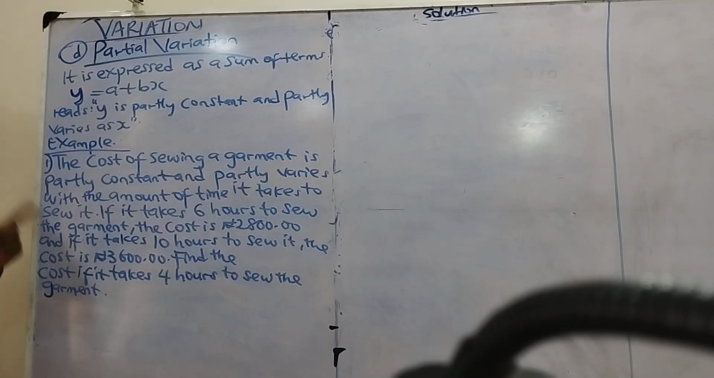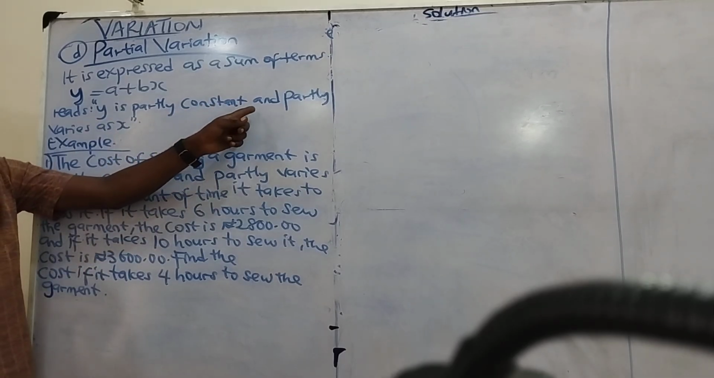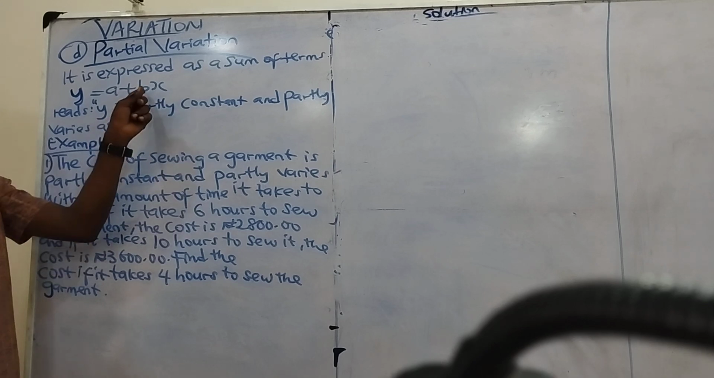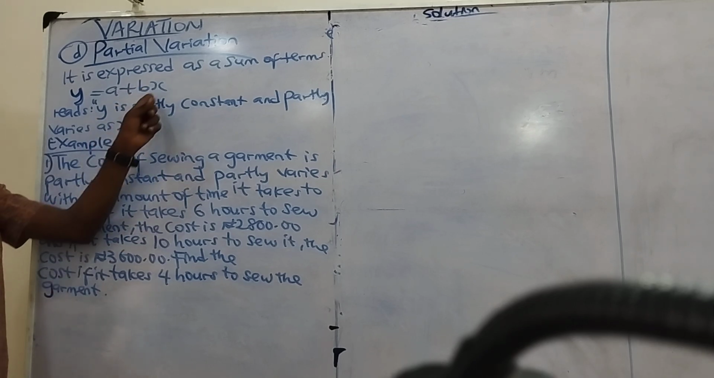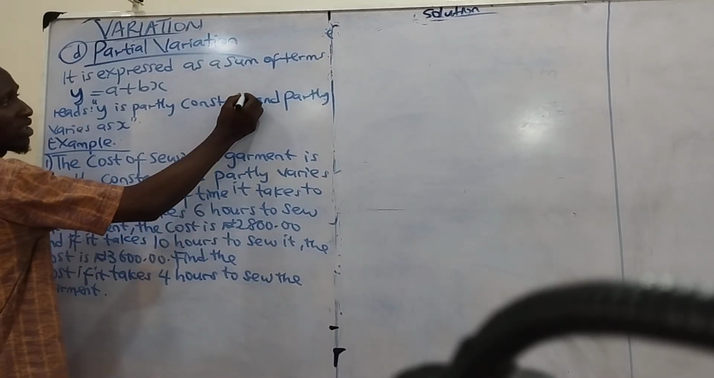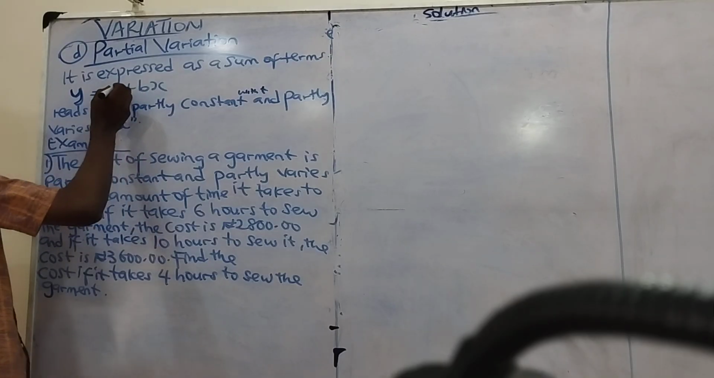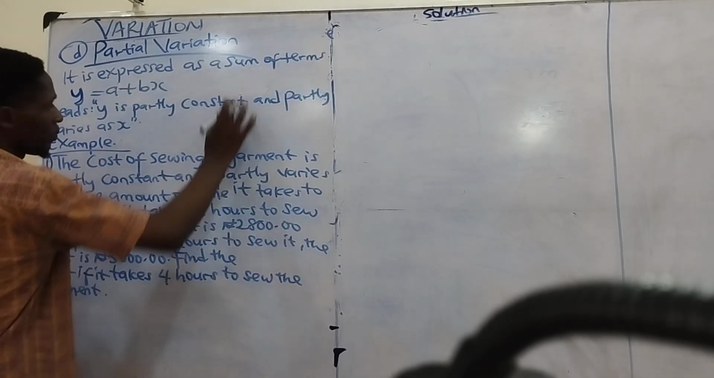You can see, partially constant. The first constant is not attached to anything. Once they say it's partially constant, they didn't mention any other thing there. And partly varies as x. So this is the second constant. The x is attached to the second constant. I didn't say that they said y is partly constant with, let's say, t. I'll come here and write t, but it's not so.